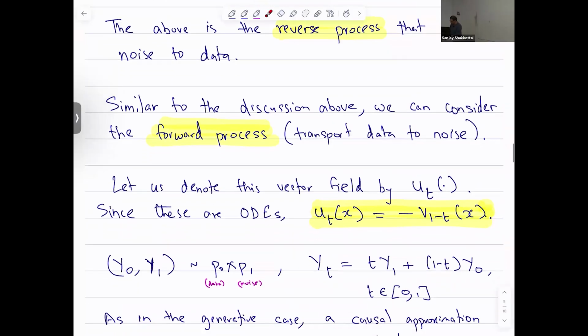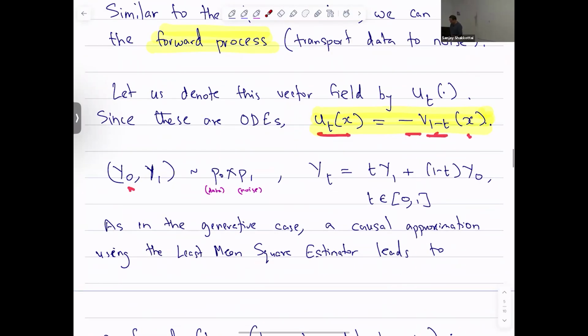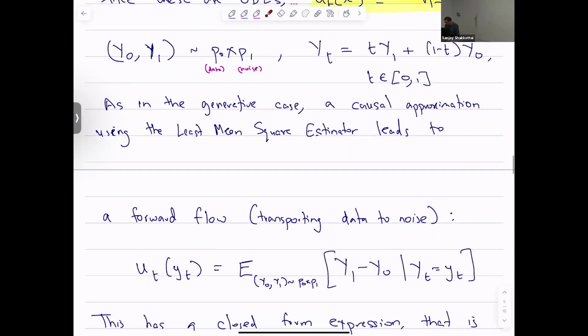Similarly, we can do the forward process. Ut will be the negative of v of 1 minus t x, which will couple y0, y1 from p0 cross p1. Yt interpolates between y1 and y0, with t and 1 minus t. I'm just writing the same thing the other way around. What you're going to get is a forward flow transporting data to noise, ut of yt, which is y1 minus y0 given yt. So let's derive a closed form expression for this.